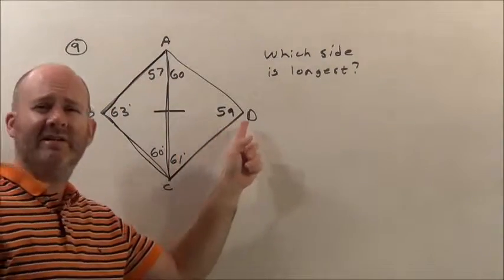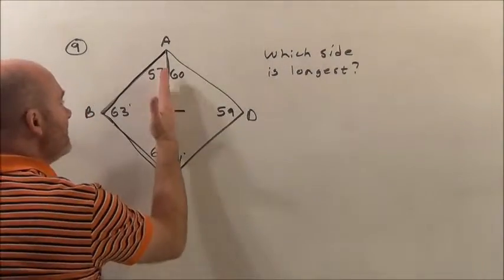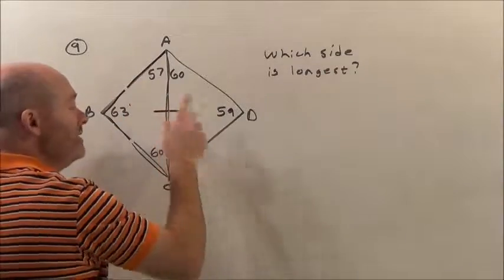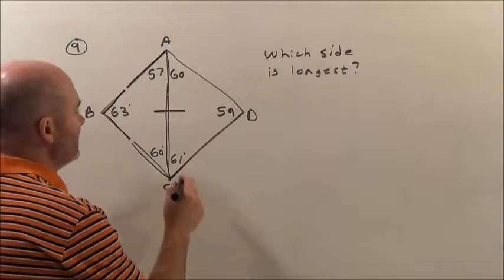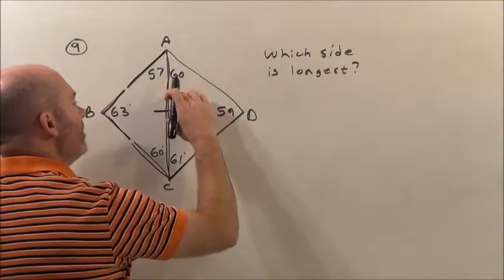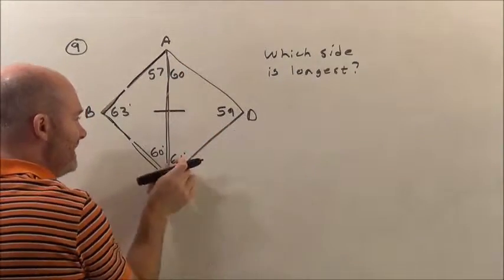Well, let's come over to this guy and compare side lengths. Now remember, this is the longest amongst these three. Doesn't mean it's still bigger than these guys over here. Let's look. This angle's 59. That represents how long this leg will be. 60, representing that. 61 here.